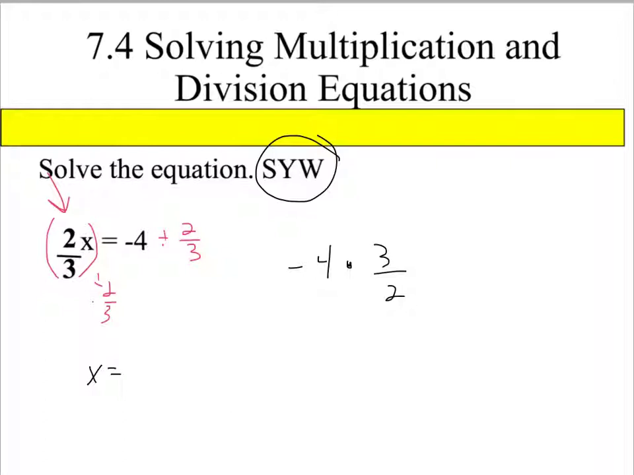Keep, flip, switch. Don't you just love that? I love saying keep, flip, switch. Okay, so now we're going to keep it. We flip it. We switch it. We multiply by the reciprocal.